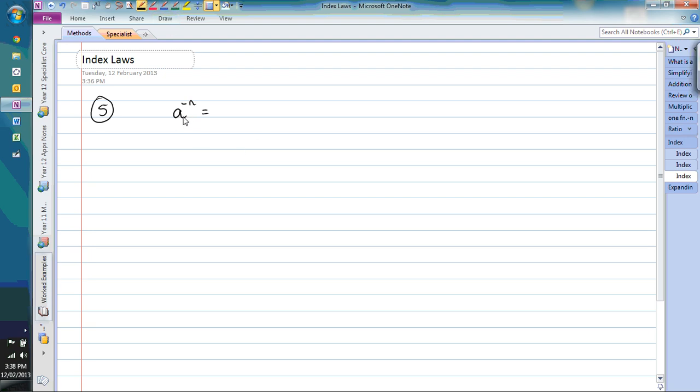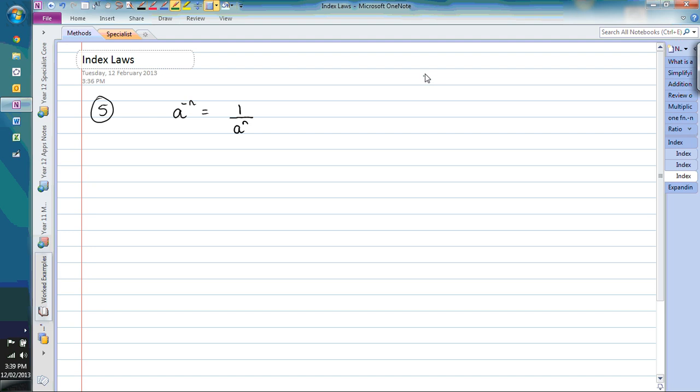And the rule, index rule number 5, says that when we have this situation, it's the same as 1 over a raised to the n without the minus sign in front of it. So the minus sign basically just ends up flipping this a to the n into the denominator.